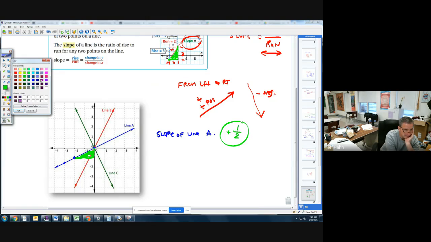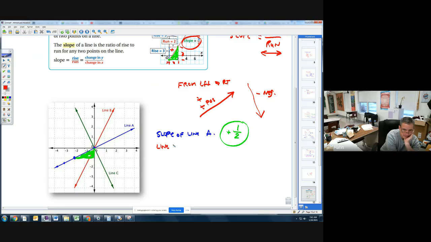Well, let's do red because line B is red. If we're looking at line B, again, line B is going uphill, so it's a positive slope. I'm going to look for a couple of points.